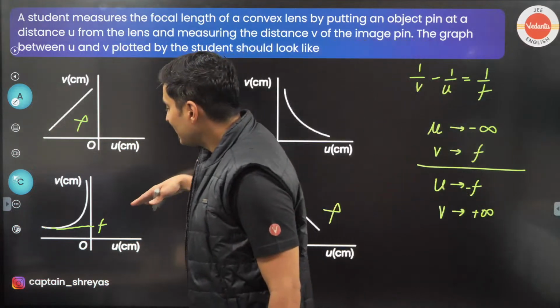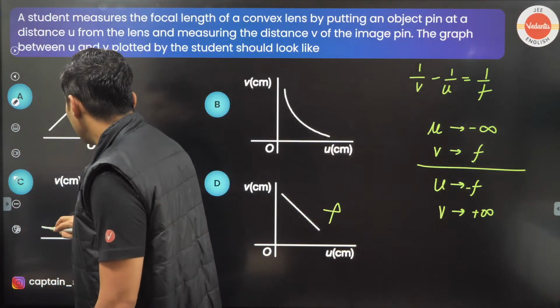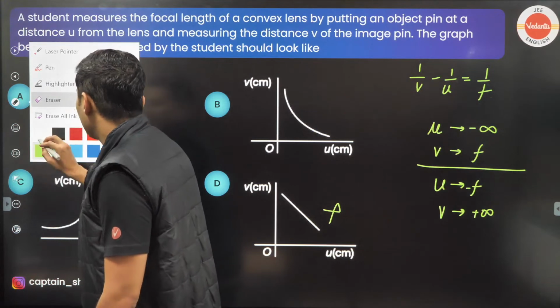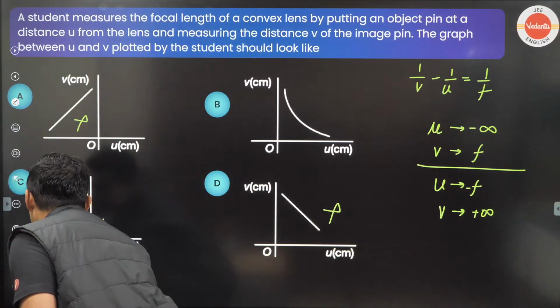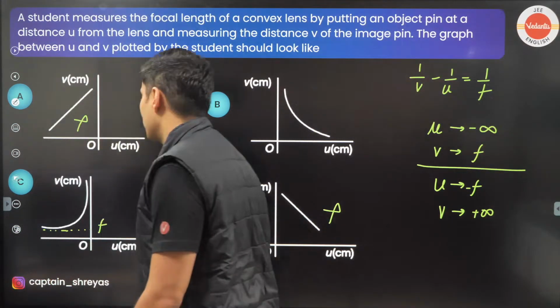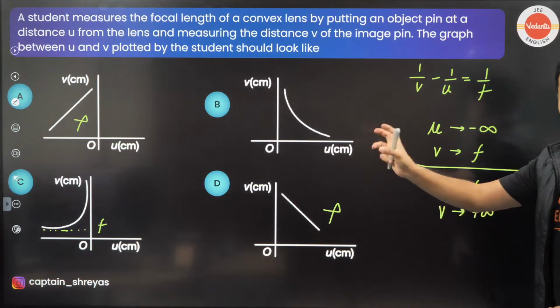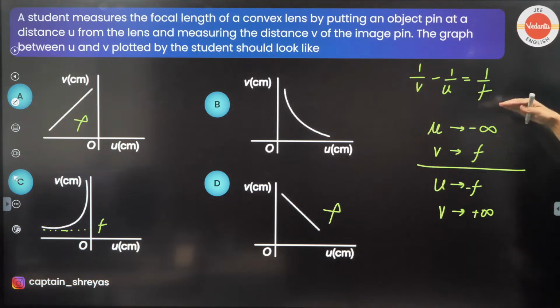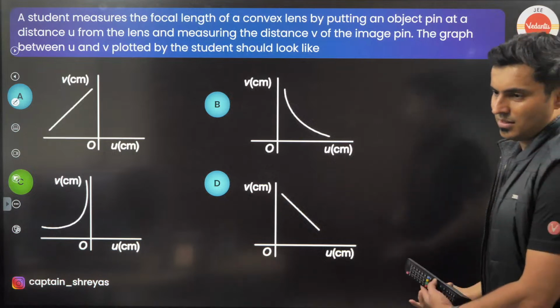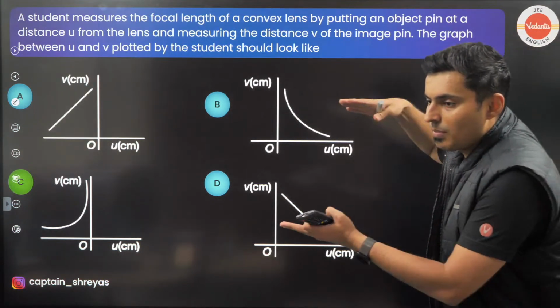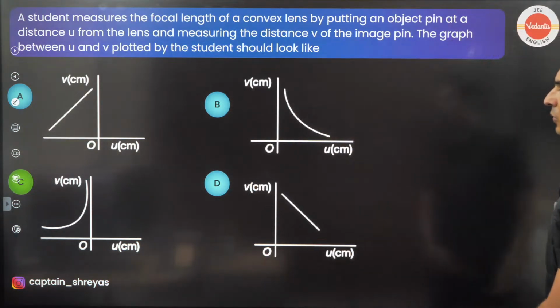It almost touches the line over here. It almost touches over here. So when the object is made to go very, very far away, the image almost goes close to this focal point. That makes sense, right? Because the rays are parallel, they merge together at the focal length.